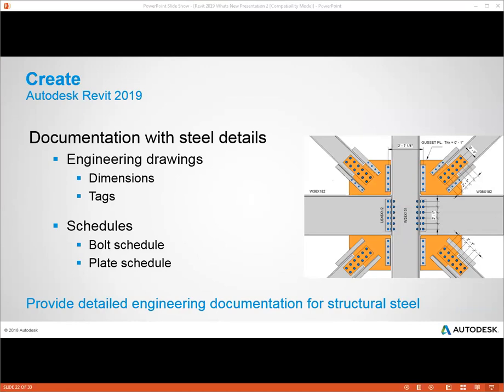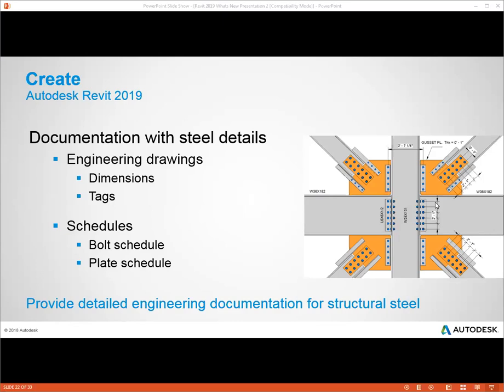The next feature under Create is the use of dedicated tools to create more accurate and detailed engineering drawings where steel connections are concerned. You can easily create structural drawings complete with dimensions, as you can see here, tags, and schedules, right within the Revit environment.